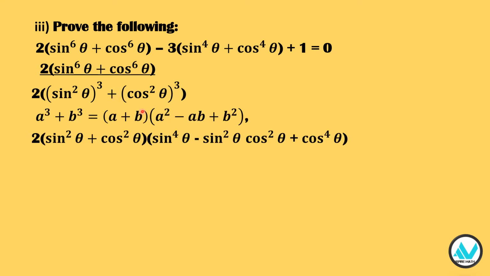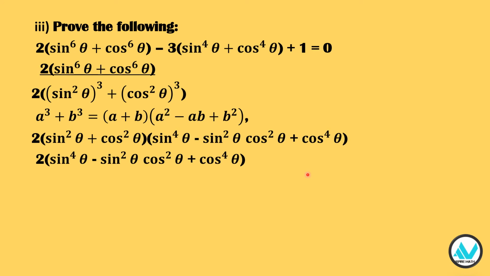Here I can apply the formula a cube plus b cube, that is (a plus b)(a square minus ab plus b square), where a is nothing but sin square theta and b is nothing but cos square theta. So when I apply that, a plus b is nothing but (sin square theta plus cos square theta) into a square, which is (sin square theta) the whole square, giving me sin power 4 theta, minus sin square theta cos square theta, plus cos power 4 theta.